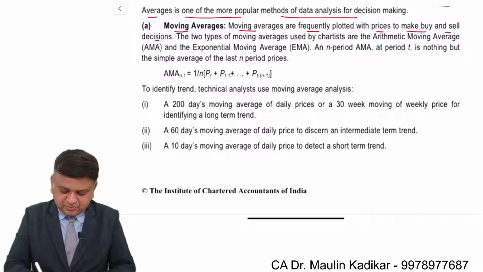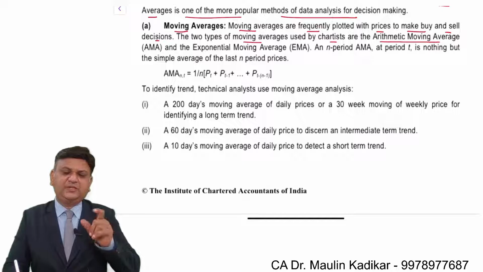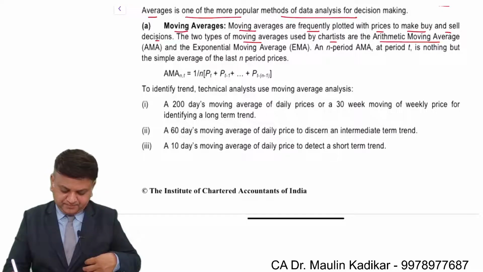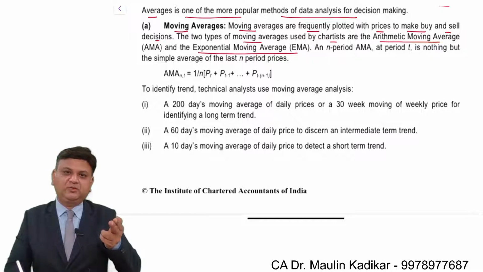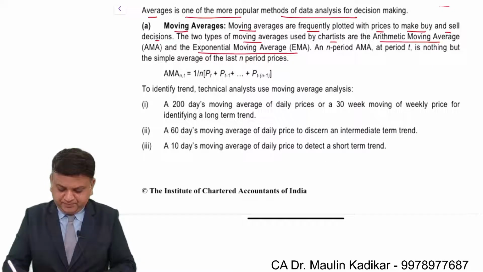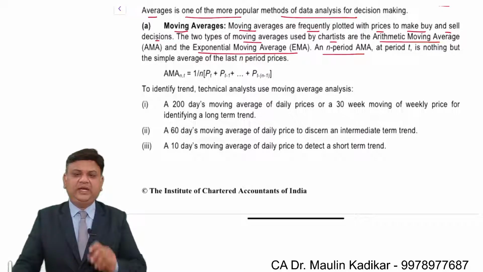The two types of moving averages used by the chartists are the arithmetical moving average. Arithmetical का मतलब क्या होता है? सिंपल मूविंग एवरेज, यानी इस पर टोटल किया जाएगा कुछ प्राइसेस का और उसका एवरेज किया जाएगा। And exponential moving average, एक दूसरा भी मेथड होता है एक्सपोनेंशियल मूविंग एवरेज, क्यों वो भी हम लोग समझने वाले हैं। And N period arithmetical moving average.